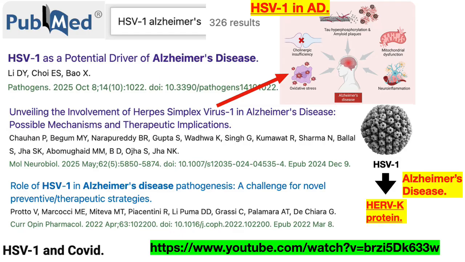HSV1 is a potential driver of Alzheimer's disease, unveiling the involvement of herpes simplex virus 1 in Alzheimer's disease, possible mechanisms and therapeutic implications. Role of HSV1 in Alzheimer's disease pathogenesis, a challenge for novel preventive therapeutic strategies. And on this YouTube channel, we have discussed the role of HSV1 and COVID, and a URL link to that YouTube is highlighted in green at the bottom of this slide.